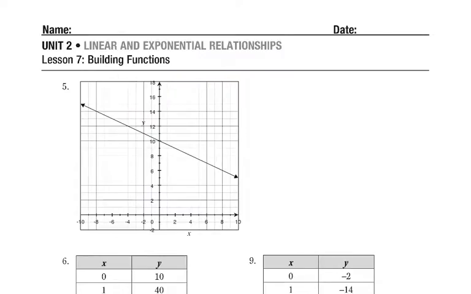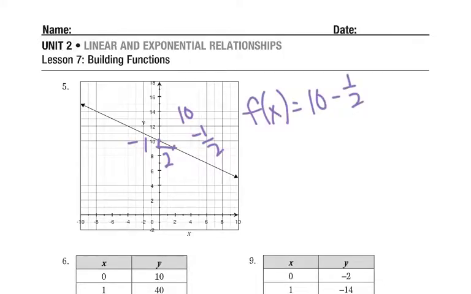Alright, the last one, y-intercept here at 10. And we've got a point there, so we're down 1, so negative 1 to the right 2. So starting at 10, my growth is negative 1 over 2. So f of x equals 10 minus 1/2 times x.